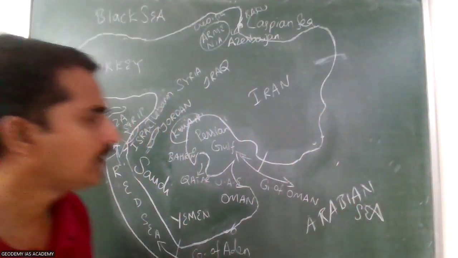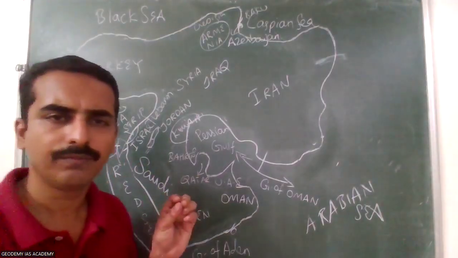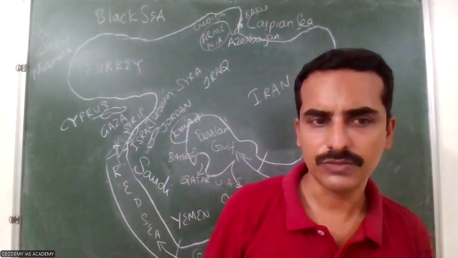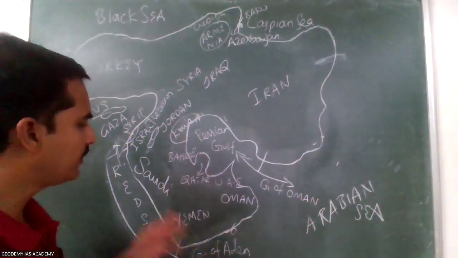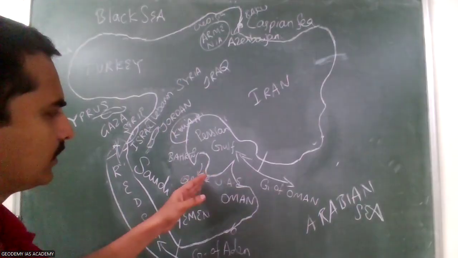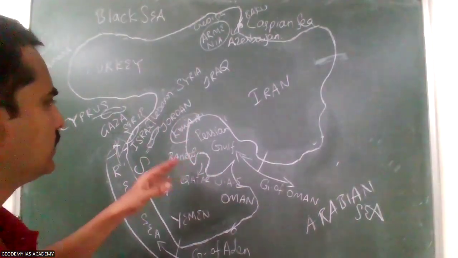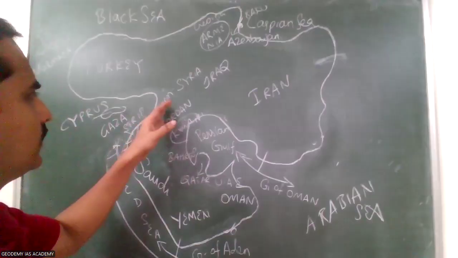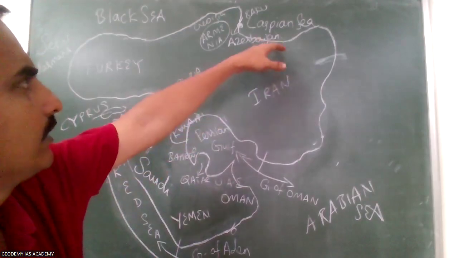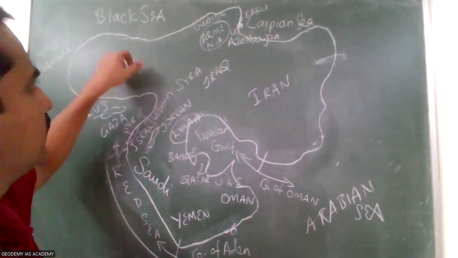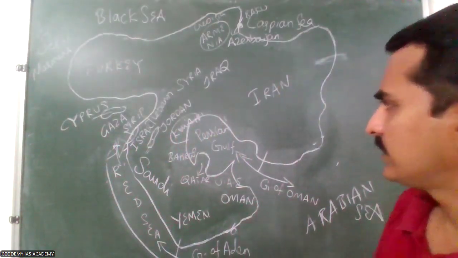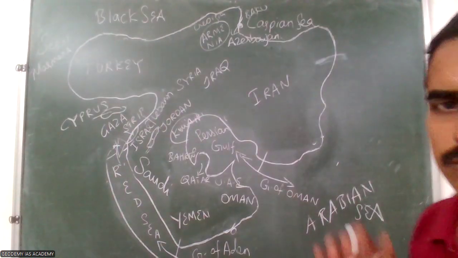Then you should know some important cities, particularly the capital cities of these countries, and some important cities which are in the current issues. The capitals: Yemen, Sanaa; Saudi Arabia, Riyadh; Oman, Muscat; UAE, Abu Dhabi; Qatar, Doha; Bahrain, Manama; Kuwait, Kuwait City; Israel, Tel Aviv; Lebanon, Beirut; Jordan, Amman; Syria, Damascus; Iraq, Baghdad; Iran, Tehran, which is located in the north. And Turkey, Ankara. Then Cyprus, Nicosia. So those cities are more important.